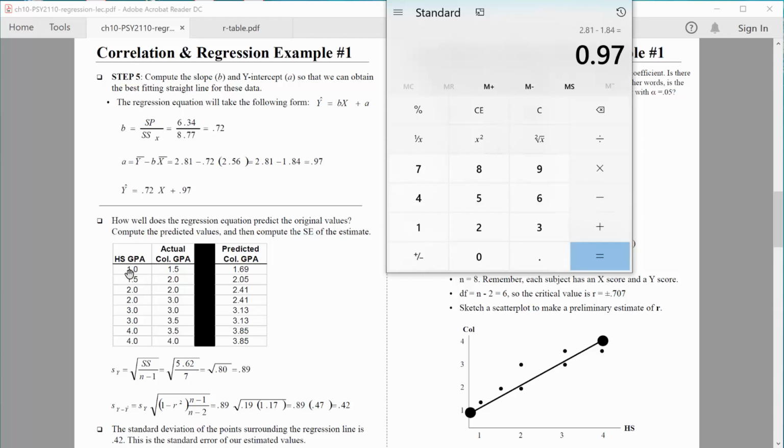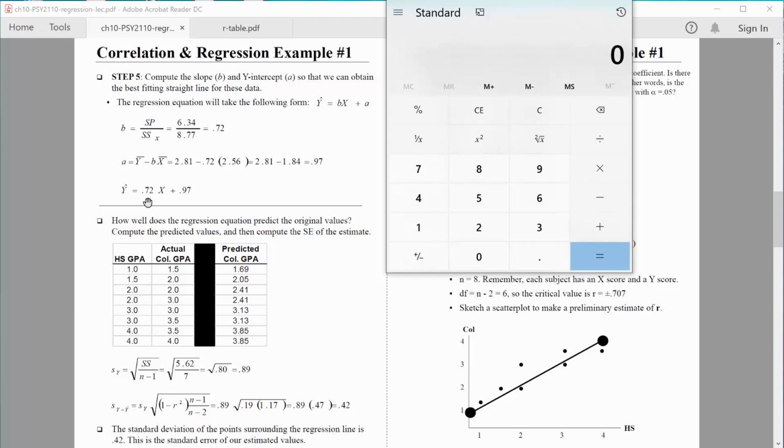We know all of these people's high school GPAs and their actual college GPAs. Let's see how well our regression equation would predict their college GPA. So what we're going to do is take their high school GPA and plug it into our regression equation, and then we'll see what the equation would predict.